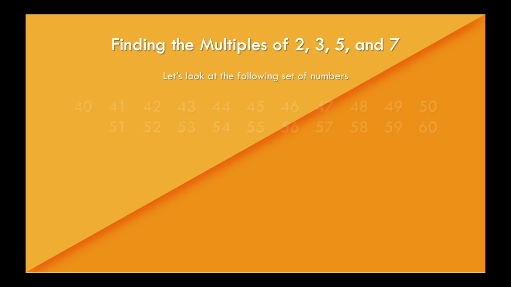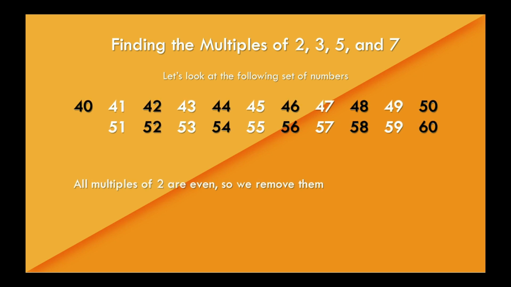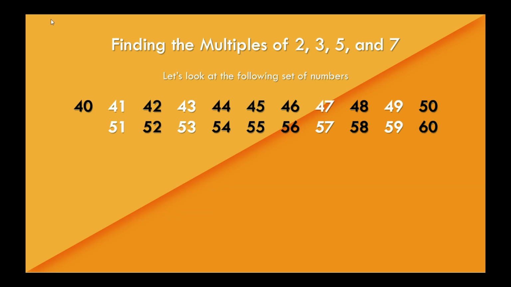Now that's big talk, so we need to know how to do it for ourselves. We first need to know how to find the multiples of 2, 3, 5, and 7. So let's figure that out with an example. Let's look at the numbers between 40 and 60 for our example. We know that all even numbers are in the table of 2, so we can eliminate any even numbers. We also know that any numbers ending with 5 or 0 are in the table of 5, so we can eliminate those as well. Now for 3.